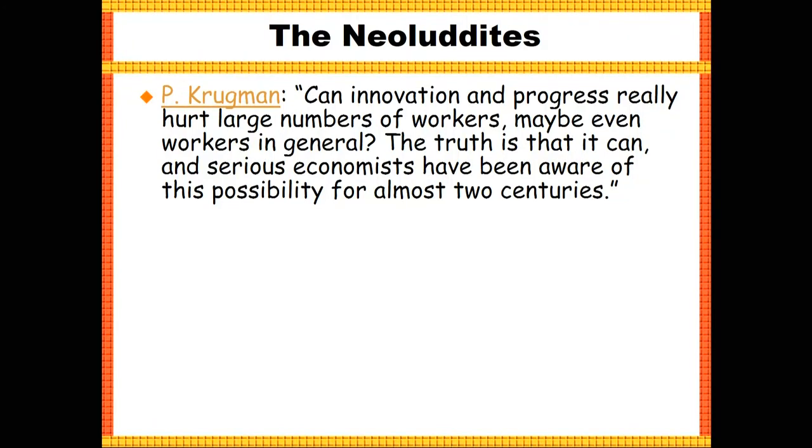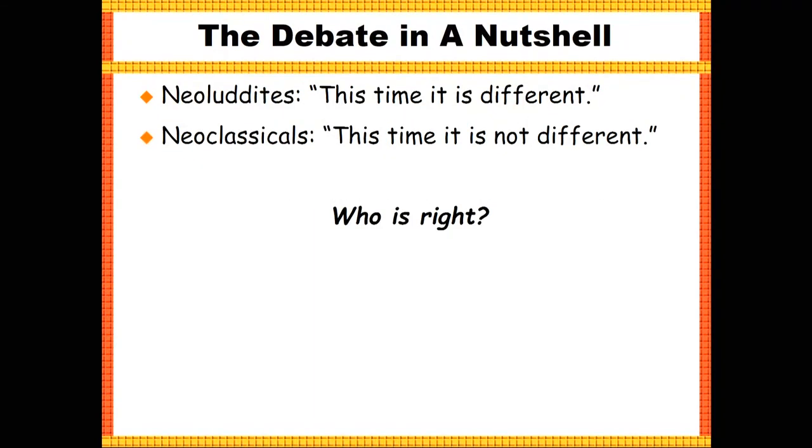Paul Krugman is a very famous Nobel Prize winning economist, who is famous also because he writes for the New York Times. And he writes, can innovation and progress really hurt large numbers of workers, maybe even workers in general? The truth is that it can, and serious economists have been aware of this possibility for almost two centuries. So there is a debate going on between economists. The new Luddites are saying, this time it is different. The neoclassical economists say, no, it is not different. Who is right? This has now become a hot topic. Almost every month there is a new study. McKinsey, Gartner, Oxford, OECD, PricewaterhouseCoopers, every study comes up with a different conclusion. Here is a recent quote from Technology Review magazine. There are about as many opinions as there are experts.